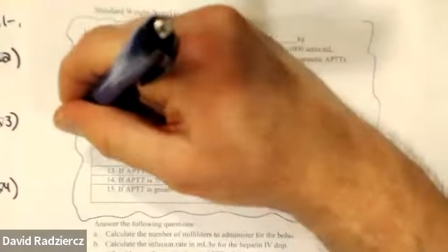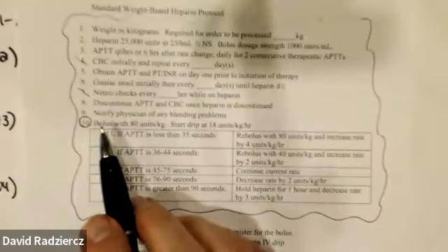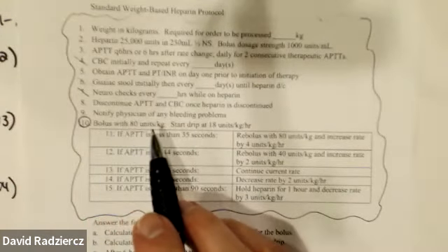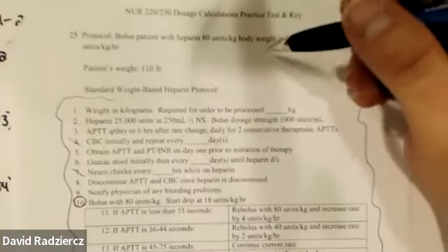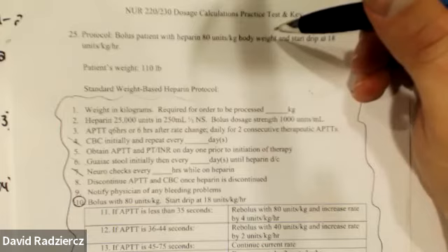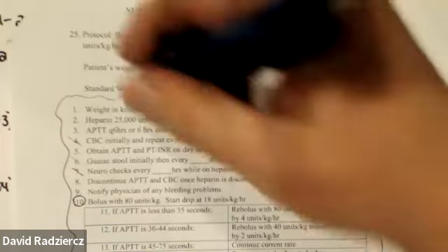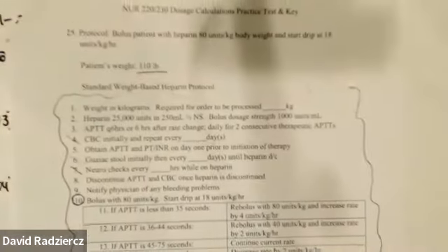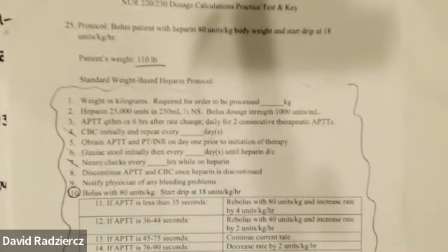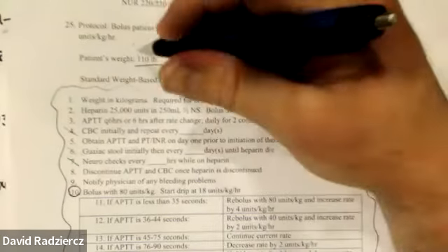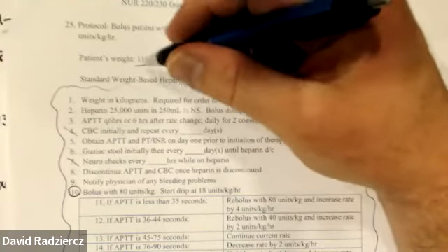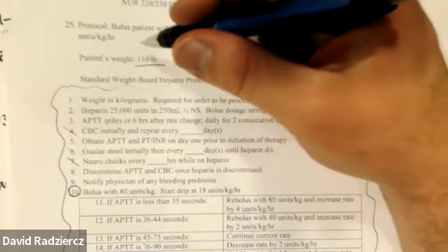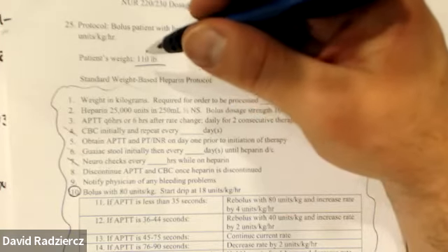The reason it says that is because that's actually step 10 of the protocol. Bolus with 80 units per kilogram, start the drip at 18 units per kilogram per hour. So this is kind of at the top. This is just redundant information, but it just tells you what to do. Now, patient's weight will be listed in pounds. Sometimes it'll be listed in kilograms, but it'll typically be listed in pounds. The thing that has been changed on the actual test is the patient's weight. So patient's weight could be 210, 215.